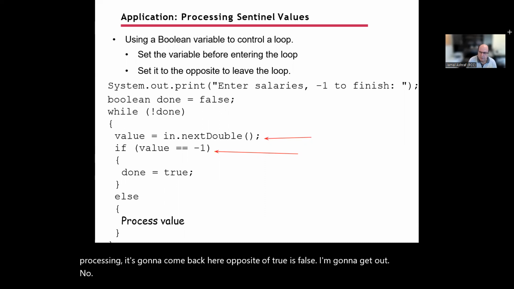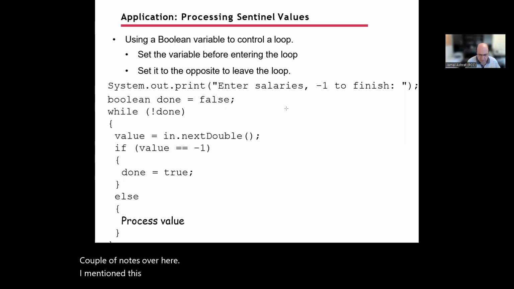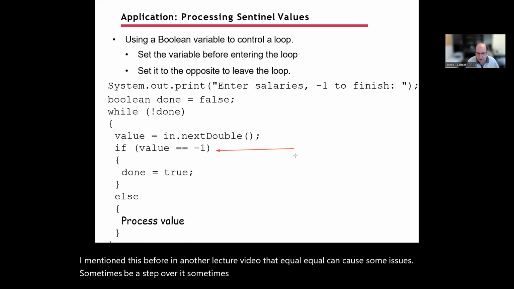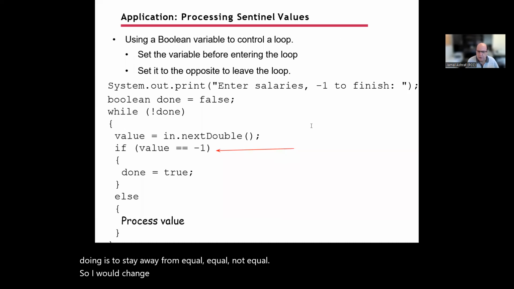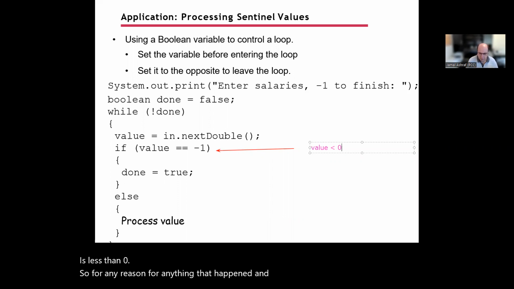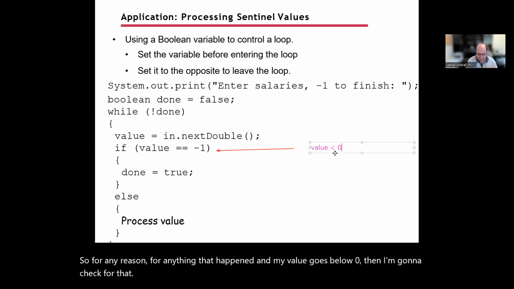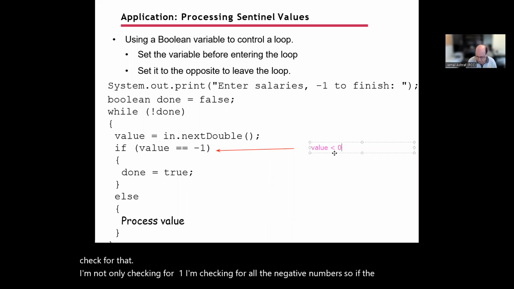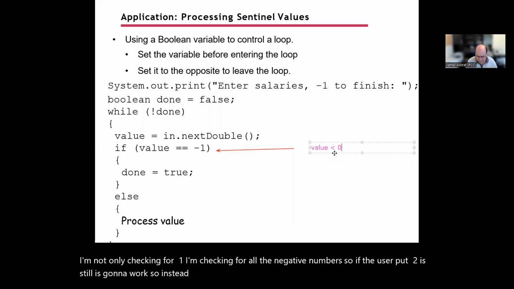Now, a couple of notes over here. I mentioned in another lecture video that equal can cause some issues. Sometimes we step over it, sometimes things happen. So another thing I've gotten used to doing is staying away from equal and not equal. I would change this to something like if value is less than 0. For anything that happens and my value goes below 0, I'm going to check for that. I'm not only checking for -1, I'm checking for all negative numbers. So if the user puts -2, or -10, it's still going to work. As long as it's a negative number, it's going to work. Just a side note on that one.